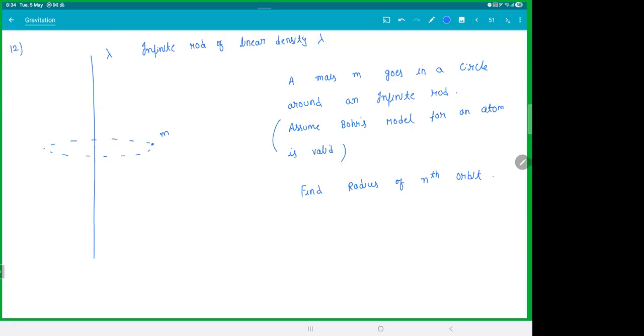Do you guys remember Bohr's postulates? What are Bohr's postulates? First thing, it goes in a circle. Second thing, angular momentum is quantized. Third thing, the difference in energy between two orbitals is emitted as a photon. So these are the three Bohr's postulates. It just looks weird and scary, but there's nothing difficult in the question.